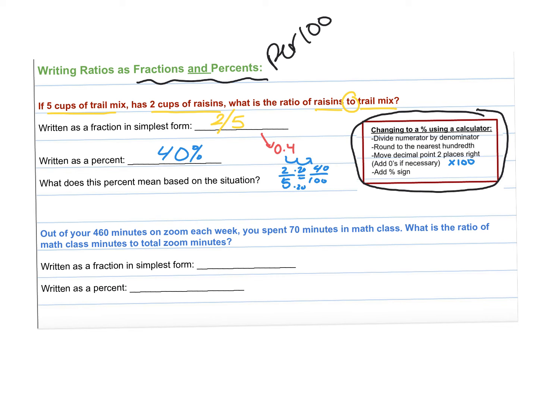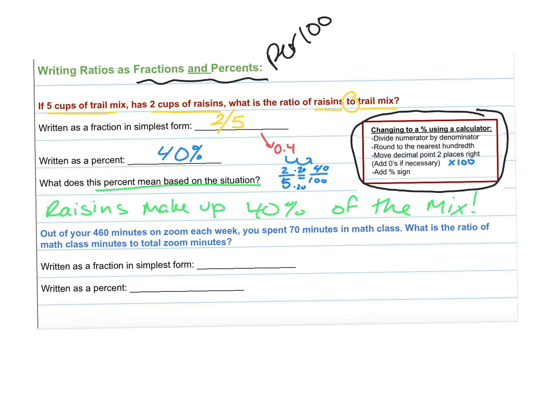What does the percent mean based on the situation? That means raisins make up 40% of the entire trail mix. That's what that means. All right, one more here.